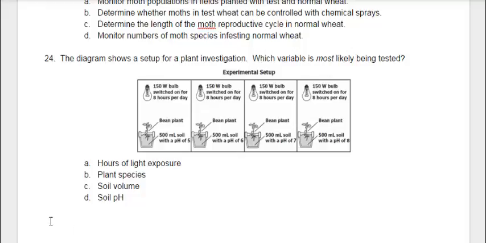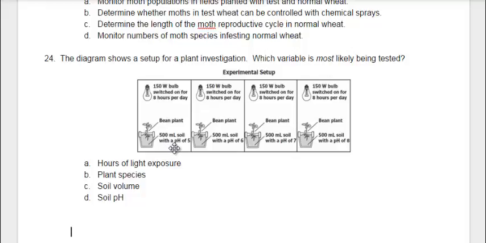24. Diagram shows a setup for a plant investigation. Which variable is most likely being tested? So we have an experimental setup here. Four 150 watt bulbs, each switched on for 8 hours a day, above four bean plants.